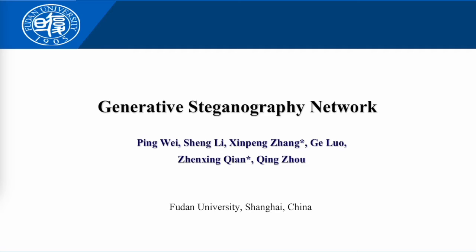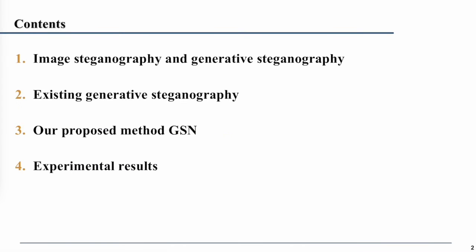Today I am going to talk about our work GSN, which is an advanced generative steganography network that can generate realistic stego images without using cover images. We will introduce it from the following 4 aspects. First, we will introduce the differences between steganography and generative steganography, and the problems faced by existing generative steganography. Then, we focus on the GSN method we proposed and its experimental results.